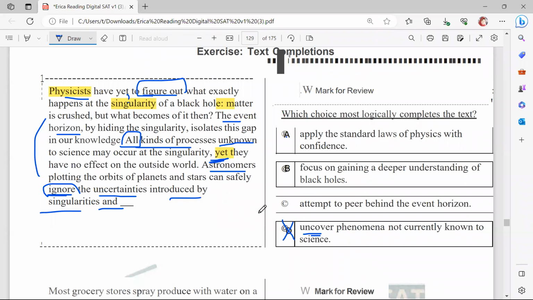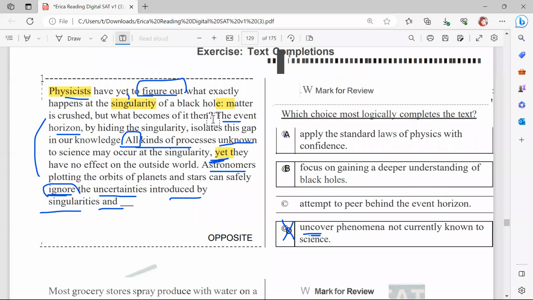So this is the total opposite. You remember the features of the wrong answers? I told you, one pattern can be the opposite of what the required answer is, right? So this is the opposite of what I want. When I said ignore the uncertainties, they don't have to care about what they are not sure about. Letter C: attempt to peer behind the event horizon. They can safely ignore the uncertainties introduced by singularities and try to peer behind the event horizon.